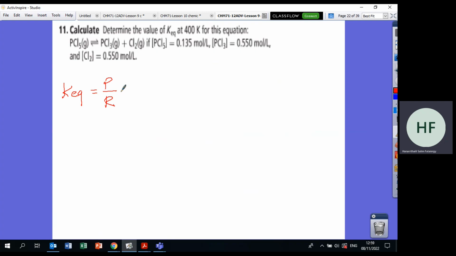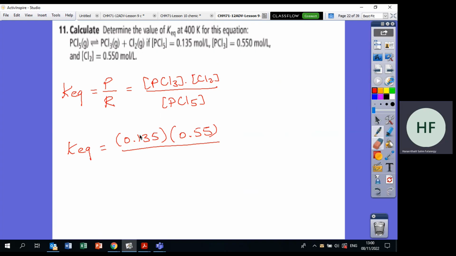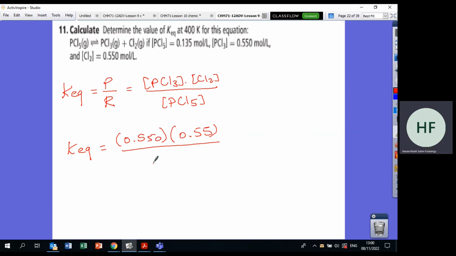Okay, remember products over reactants. PCl3 times Cl2 over PCl5. Now I want to calculate it. KEQ equals PCl3 is 0.135, Cl2 is 0.55, PCl5 is... PCl3 is 0.55. Sorry, this is a mistake. 0.55 over 0.135, and then you calculate KEQ. You don't have to worry about the unit of KEQ.